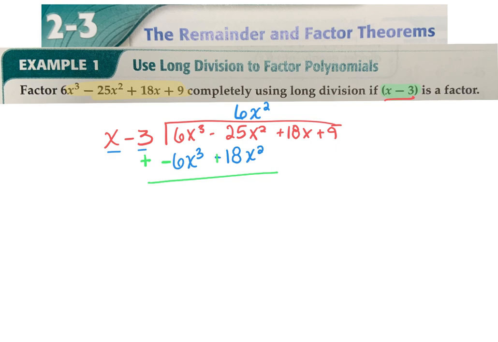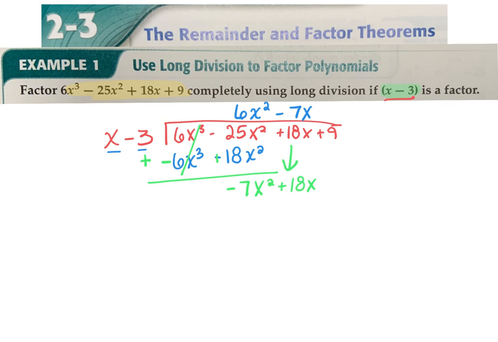All right, so I'm going to add down now that I've changed it to adding the opposite. 6 and negative 6, those cancel. Negative 25 and positive 18 give me negative 7x squared. And then just like long division, I'm going to bring down the positive 18x. And then I'm going to do the same exact thing. I'm going to say x times what gives me negative 7x squared? Well, negative 7x, right?